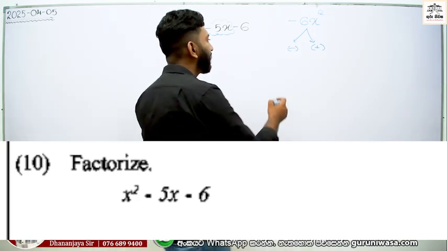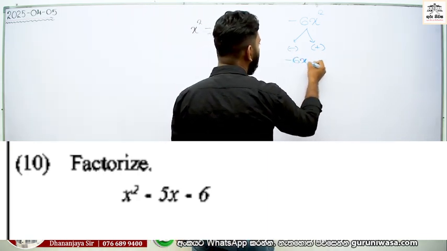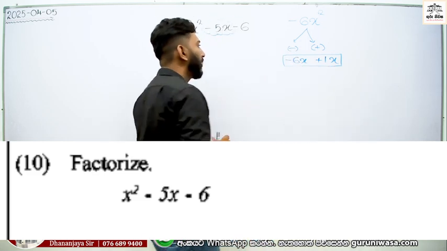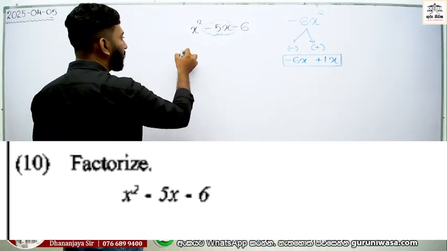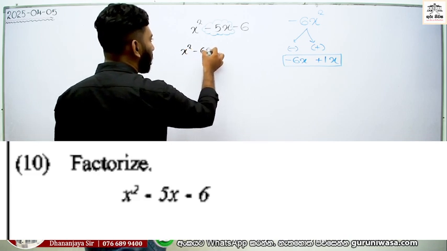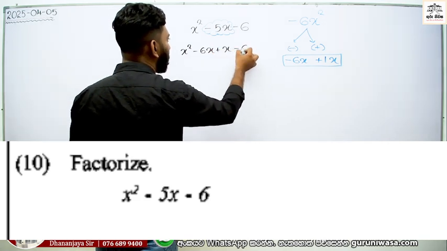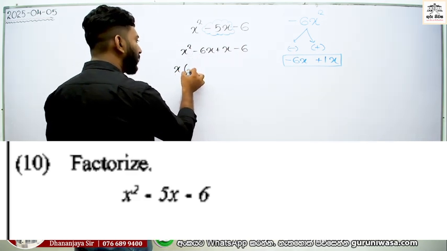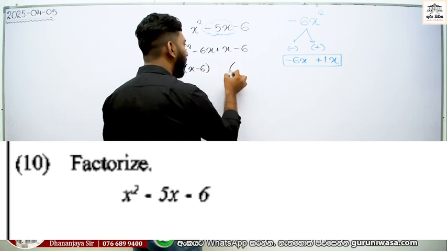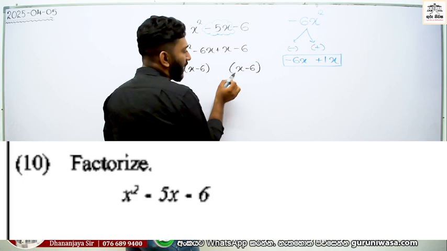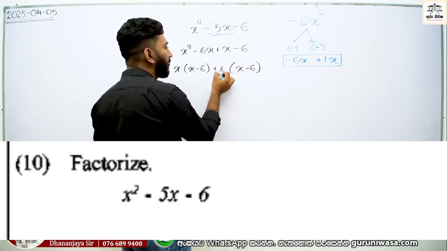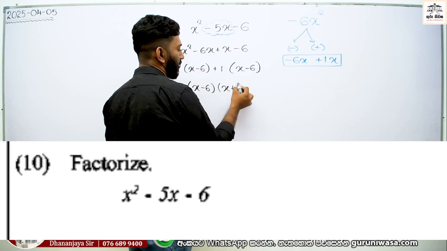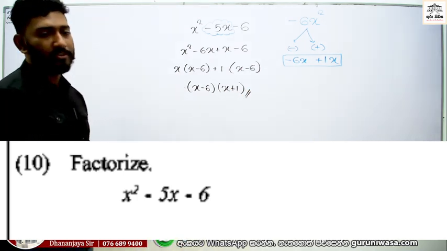Now tell me 6 and the x. Therefore, minus 6x and plus 1x. And this is a suitable couple for the middle one. Now you can write x squared minus 6x plus 1x minus 6. The common factor of the first two terms is x, giving x into x minus 6. Keep the space and repeat the same bracket. And x is here and the plus 1 is the missing one. Now x minus 6 and x plus 1. And this is the answer for the 10th question.